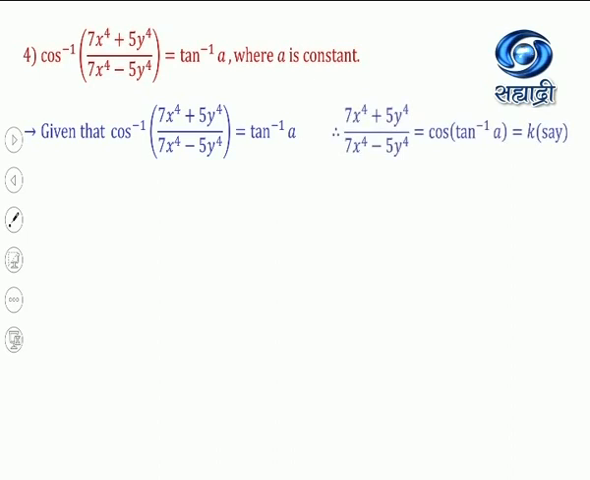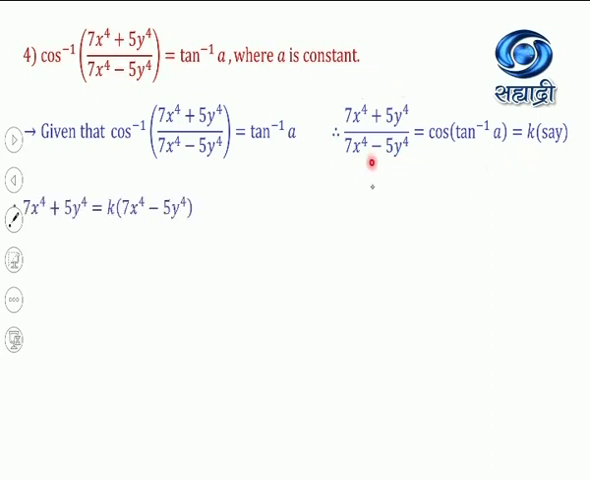Now by definition of inverse, we write this as bracket is equal to cos of tan inverse a. And now tan inverse a is constant, therefore its cos ratio is also constant. So we say it is some constant k, say. So this ratio is equal to k.